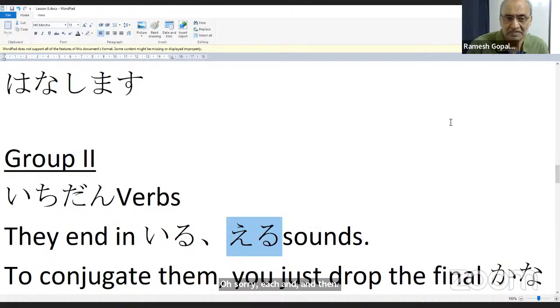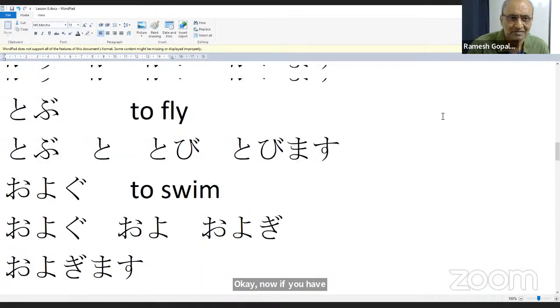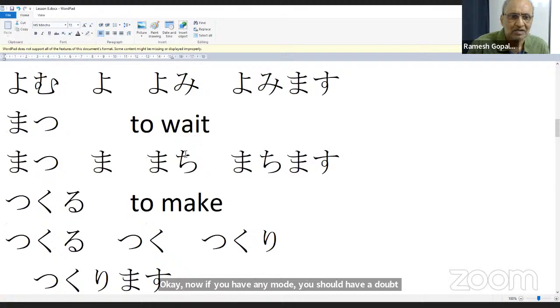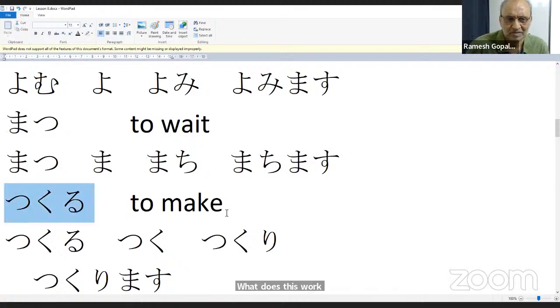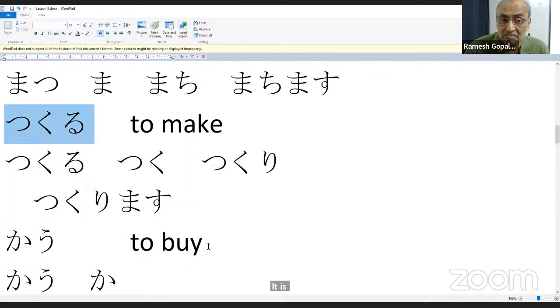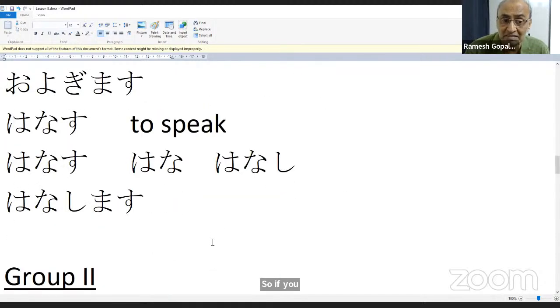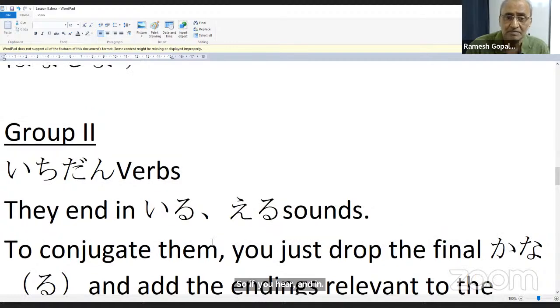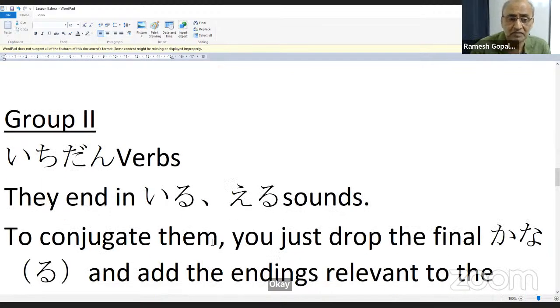Okay, now if you have any more doubt, you should have a doubt. What is this verb? Suru? Kuru? This ends in ru, but does it end in iru? You say kuru. Do you hear iru or eru there? No. It is uru. So if you hear verbs end in iru, eru, they are group 2 verbs. Okay? Iru, eru, group 2 verbs.